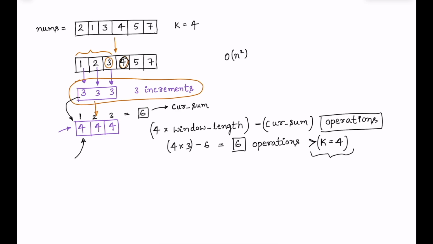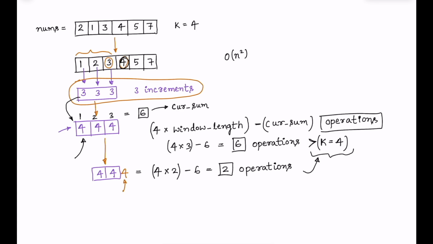So let's reduce the window length to 2. To make this window of 2 4s, we need 2 operations, which is less than k equal to 4. So we can definitely make this window. The last 4 is the current element we are checking. So this is the maximum frequency of the 4s we can make. And we repeat the same for the rest of the integers in the sorted array.